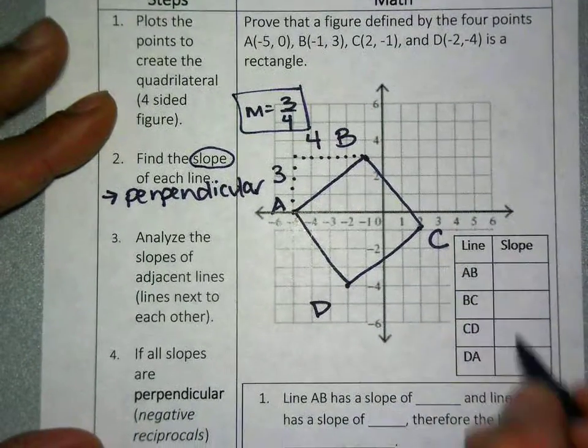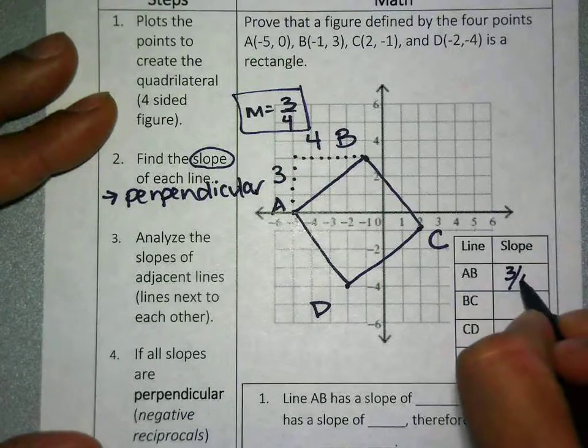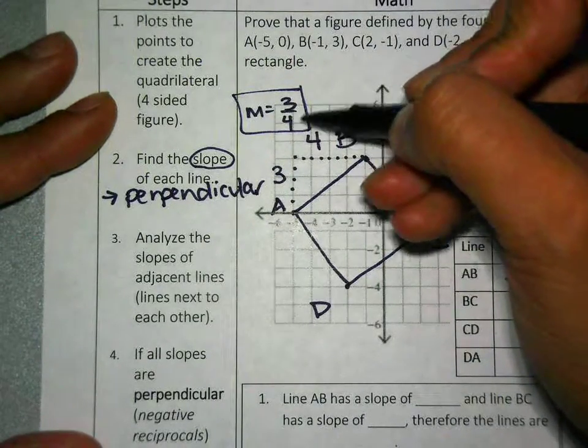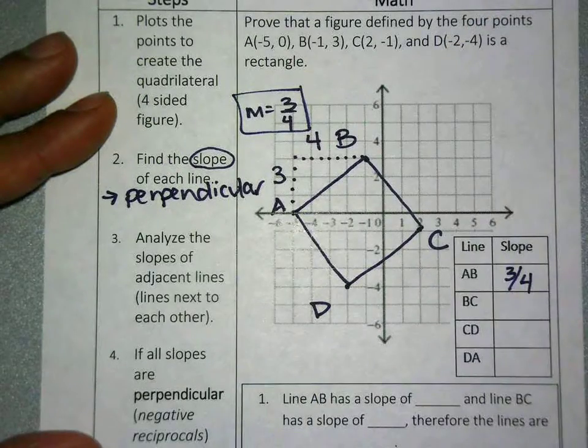I will go ahead and log that down here. A slope perpendicular to this would be negative 4 over 3. So just keep that in mind.